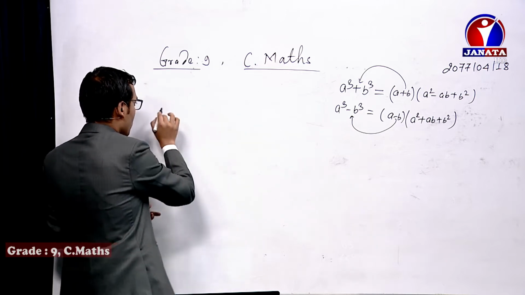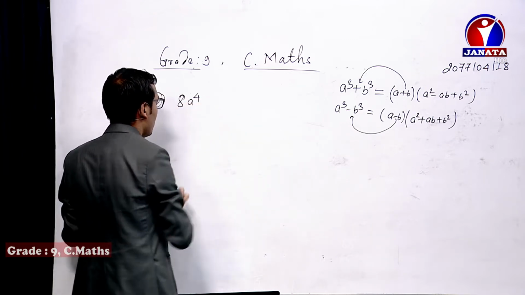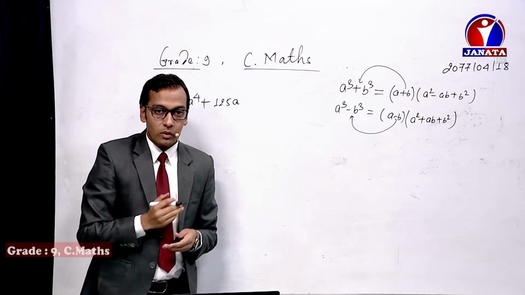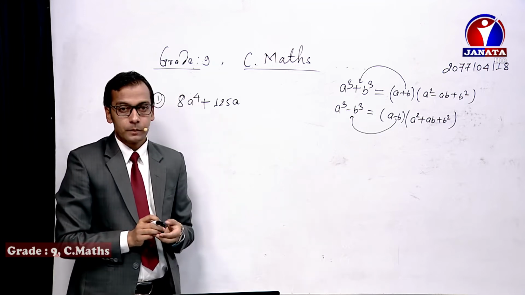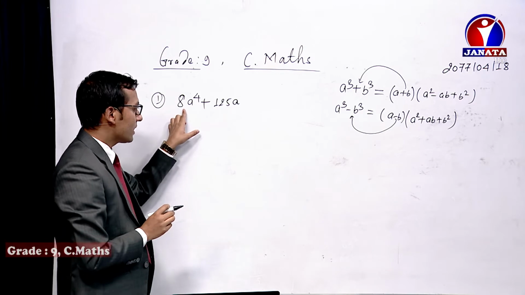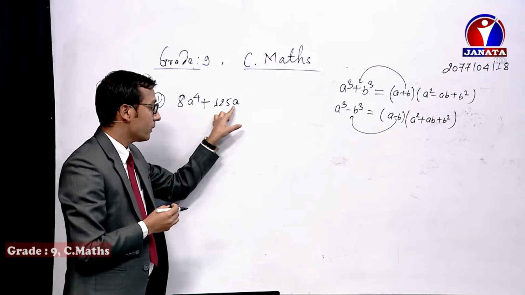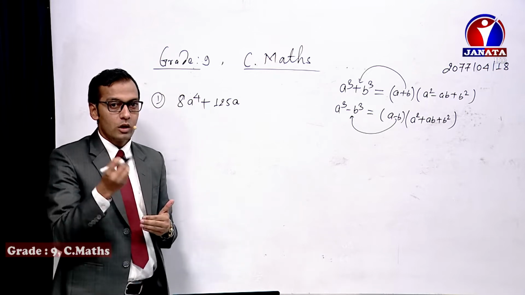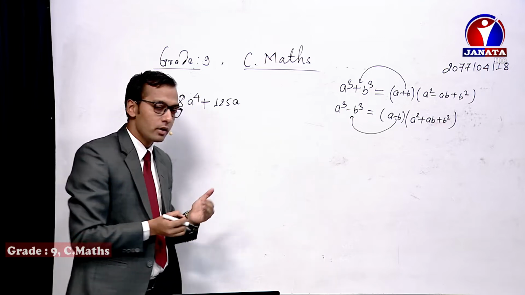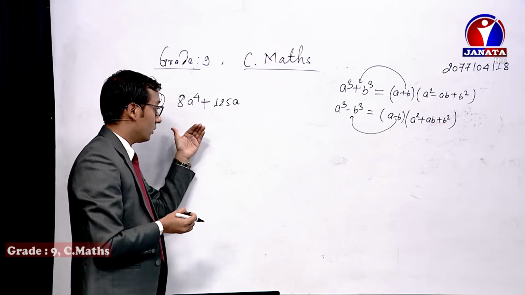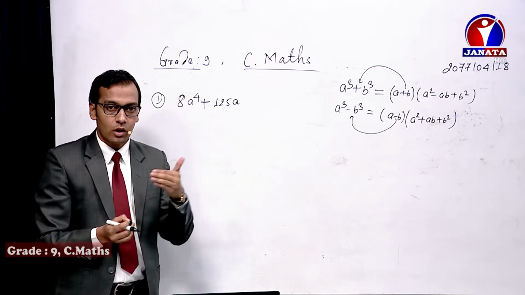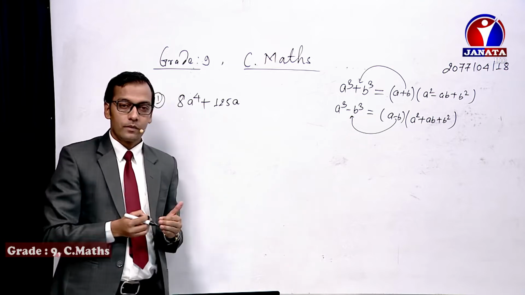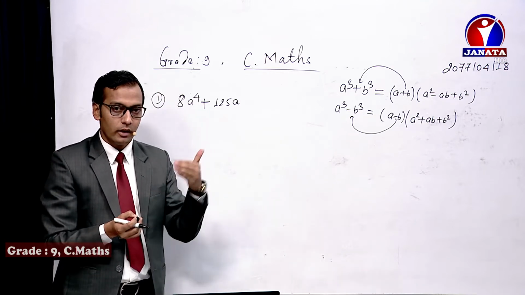Here I am taking one question: 8 a to the power 4 plus 125a. We are factorizing this. What is the first step or basic concept of factorization? First of all, we try to find some common factors from all the terms in an algebraic expression. So we will try to find the common factor. If there is any common factor, we take it common, and then in the next step we try to convert into one of the formulas. We will factorize the expression.